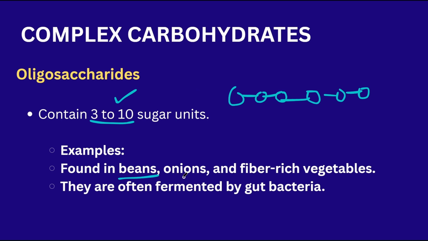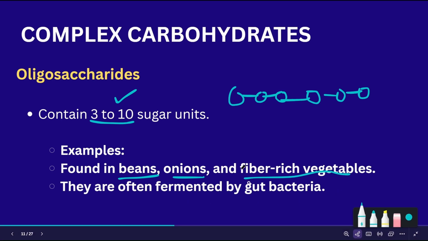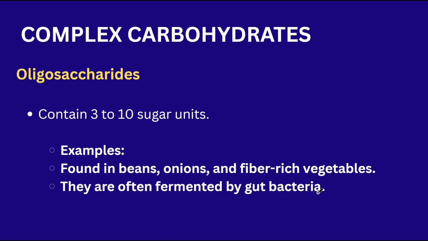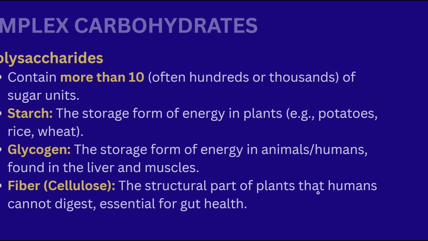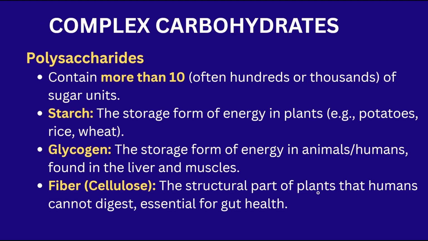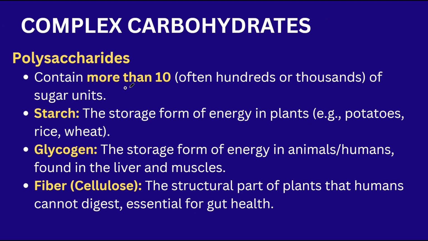The examples are beans, onions and fiber-rich vegetables, and these oligosaccharides are fermented in the gut with the help of gut bacteria. Polysaccharides contain more than 10 sugar units. If they are present in the carbohydrate, it is called a polysaccharide.